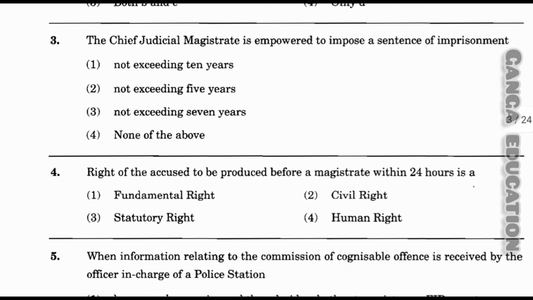Now question number 3. The Chief Judicial Magistrate is empowered to impose a sentence of imprisonment. Option number 1, not exceeding 10 years. Option number 2, not exceeding 5 years. Option number 3, not exceeding 7 years. Option number 4, none of the above. And the correct answer is option number 3, not exceeding 7 years.